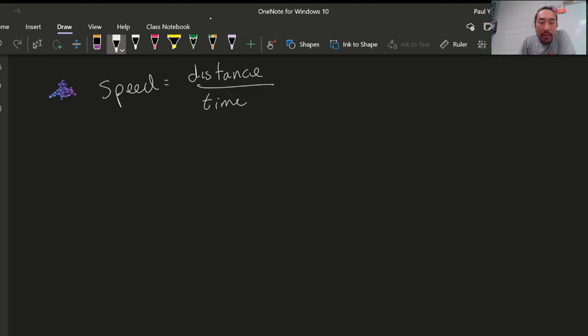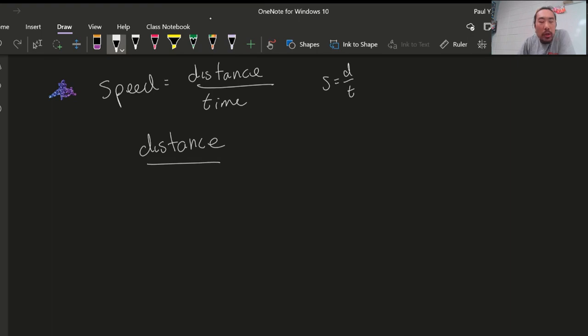So with this idea, let's go over the different variables. S is equal to D over T. The first one is distance. Distance is what you think it is, right? It's how far something moves, or the space in between two points.